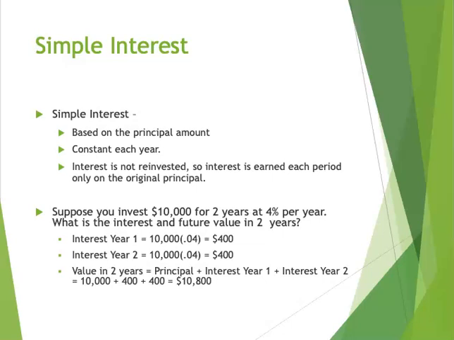So let's look at an example. If you invested $10,000 for 2 years at 4% per year, what is the interest and the future value in 2 years? At the end of year one, you would earn interest of a total of $400, which is the 4% times the 10,000. You would also earn the same amount of interest at the end of year two, making the total value at the end of year two 10,800, which is comprised of the 10,000 principal and the $400 of interest earned in each of the 2 years, making it a total of $800.